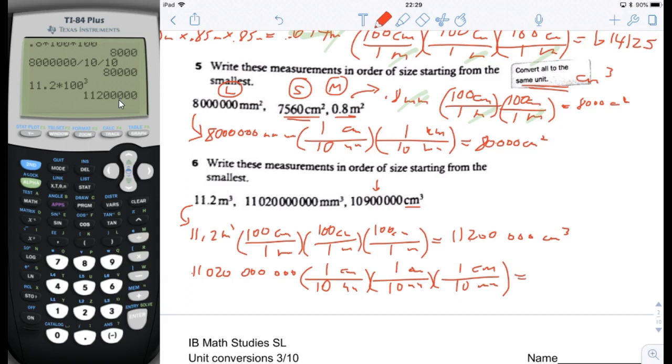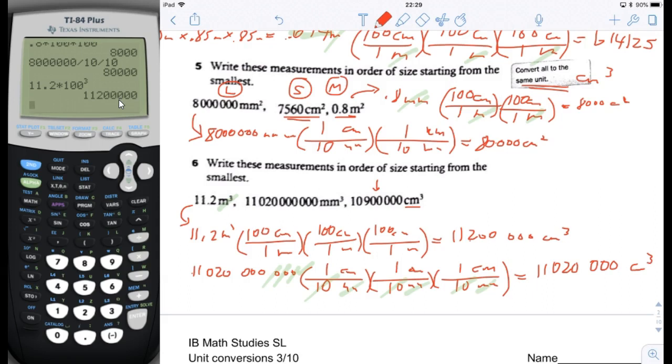So as a result, we know that the result is going to be 11,020,000. And you see how these millimeters cancel with the millimeters cubed in the original unit. And then the tens cancel out with the last three zeros here. So we're left with 11,020,000 centimeters cubed.